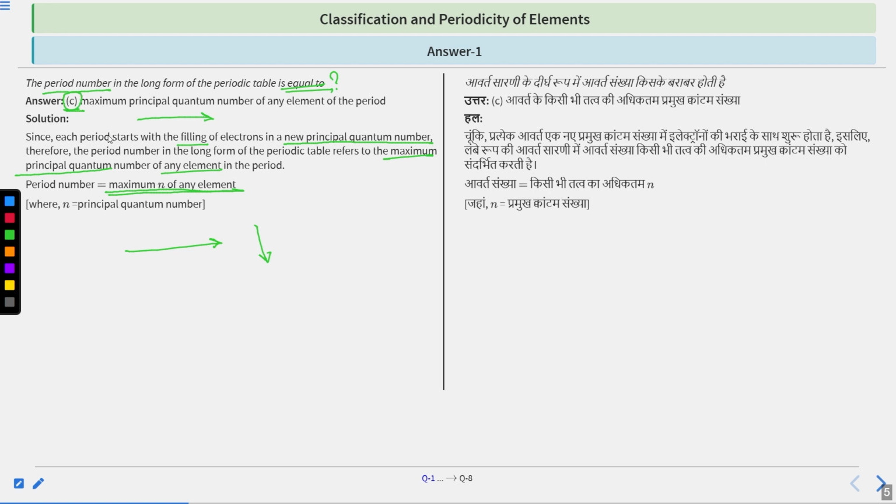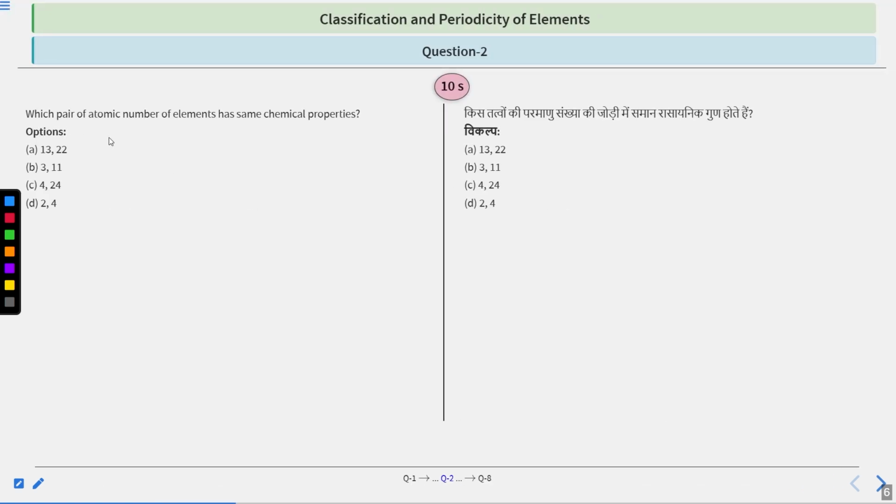Okay, let's move to the next question, question number 2. Which pair of atomic numbers of elements has the same chemical properties? We are given some atomic number pairs and we have to find which pair denotes elements with the same chemical property. Options are 13 and 22, 3 and 11, 4 and 24, or 2 and 4. You have 10 seconds to solve this question.